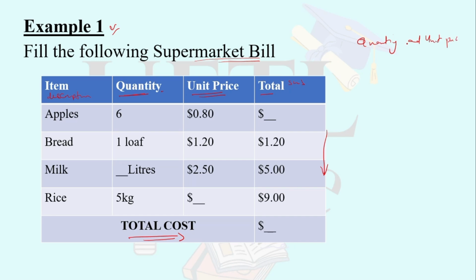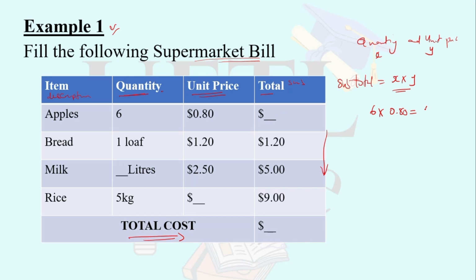To find the subtotal, you just have to multiply these two. Let's say this is x and this is y. To find the subtotal, you just say x multiplied by y. This is how we find the subtotal. In this case, you're going to say 6 multiplied by 0.8, and you see that this is going to cost $4.80.